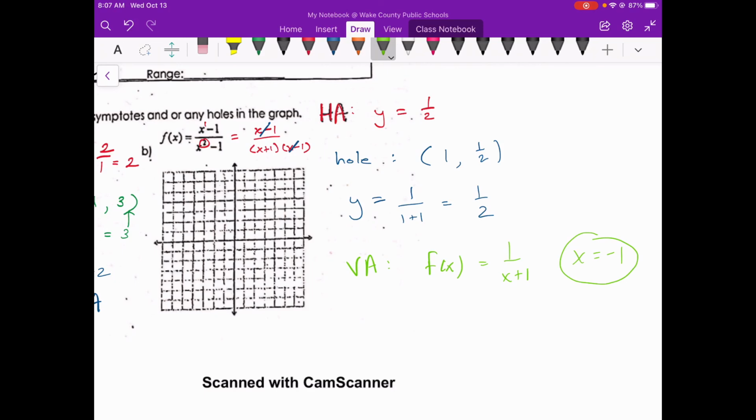Okay? So use your graphing utilities to confirm these things always and to help you sketch accurate graphs. But this is how you figure out your horizontal asymptote, your holes, and your vertical asymptote, all places of restrictive values and discontinuity.